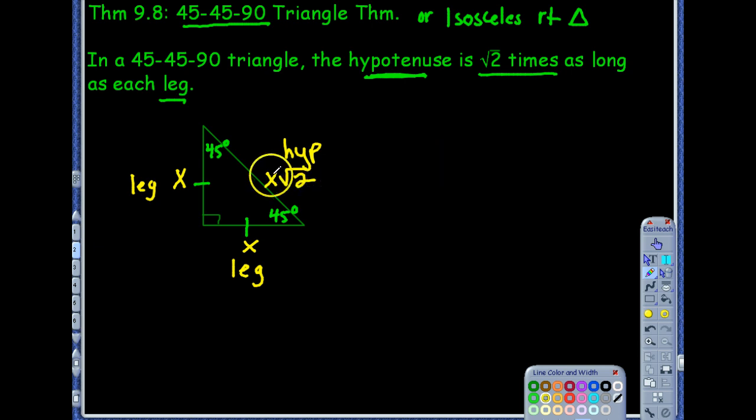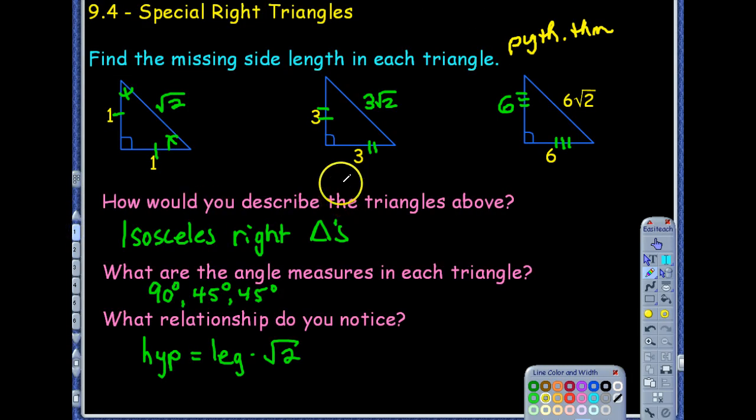So this is the relationship that this theorem is telling you, okay? The leg times radical 2 is going to get you the hypotenuse. So what's kind of convenient about this? Well, knowing that, would we need to go back and use the Pythagorean theorem every single time? No, and actually I don't have to do any work at all. That's really convenient. Very convenient.